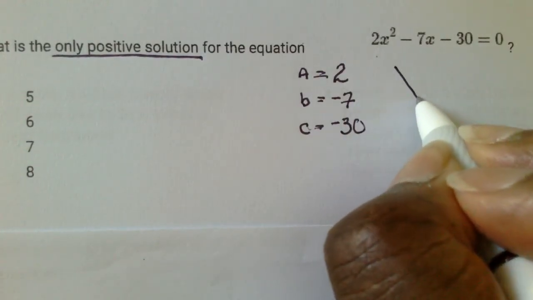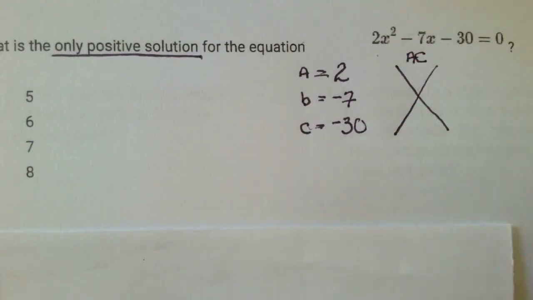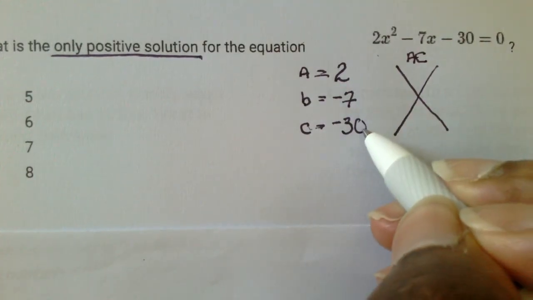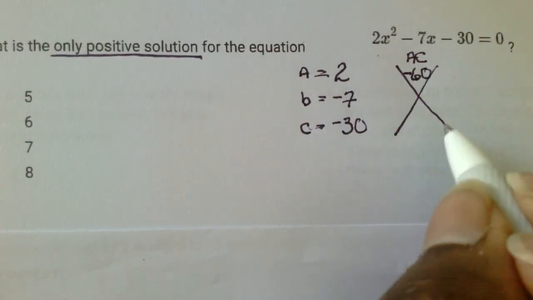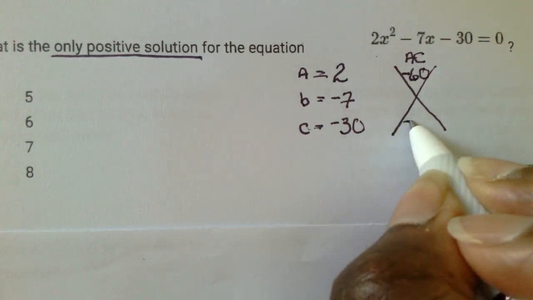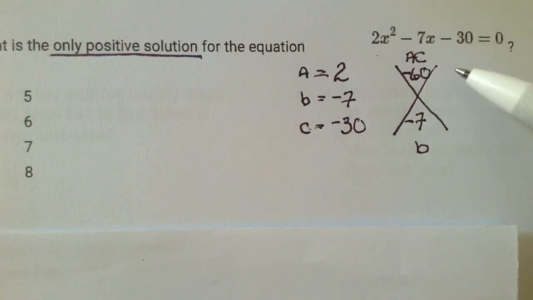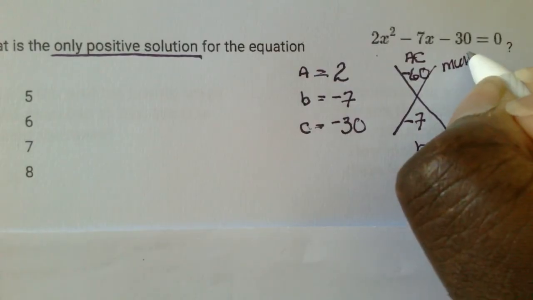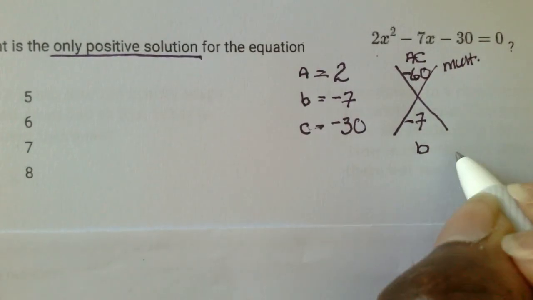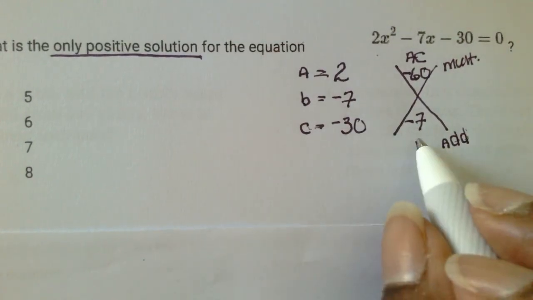So if we multiply the A and the C, that's 2 times negative 30, that gives me negative 60. And we rewrite the B, which is a negative 7. So we need to think, what two numbers multiply will give me negative 60, and those same two numbers add together to give me a negative 7?